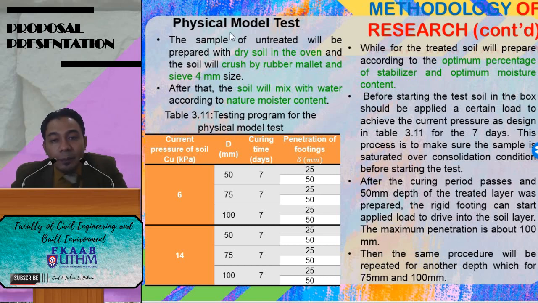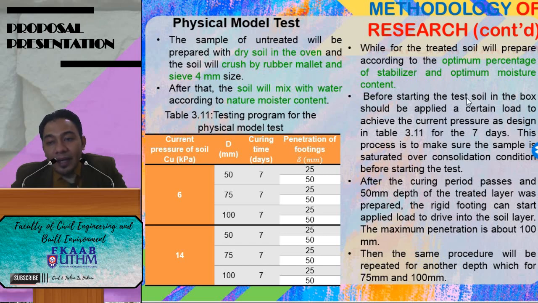The untreated soil sample will be prepared by drying the soil in the oven, and the soil will be crushed by a rubber mallet and sieved to 4 mm size. After that, the soil will be mixed with water according to the natural moisture content. For the untreated soil, we mix with the natural moisture content, while the treated soil will be prepared according to the optimum percentage of stabilizer and optimum moisture content.